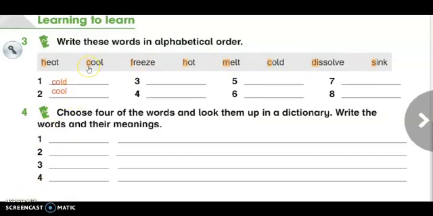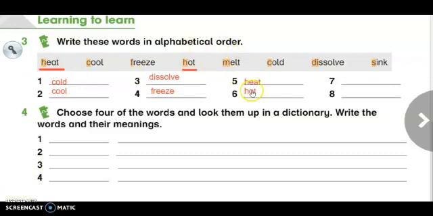Now, what do you think after C? A, B, C, D. D, we have dissolve. So here we have to write dissolve. And after D, we have E, and we don't have word with E. And then D, E, F. Here we have one word with F, which is freeze. Then we have to use words with H, heat, and hot. So what do you think is the first one? Yes, excellent. Heat, and after heat, hot.